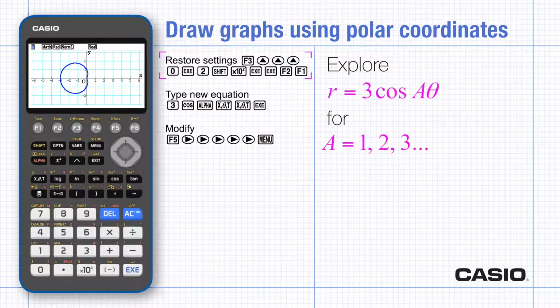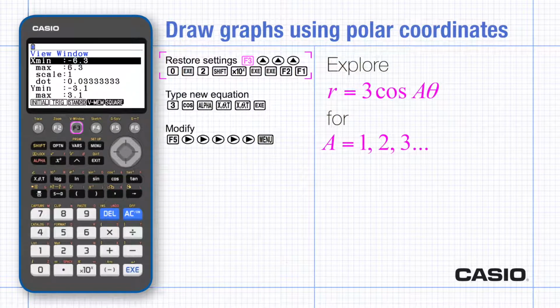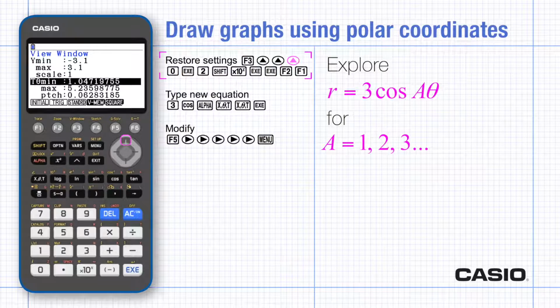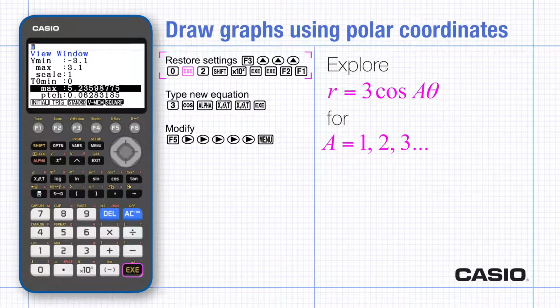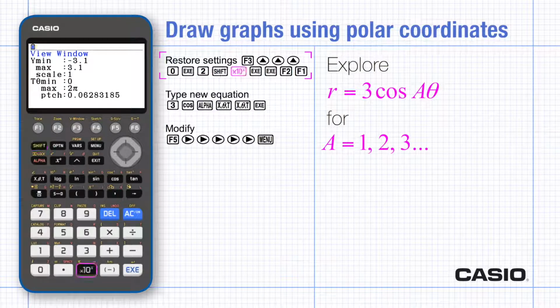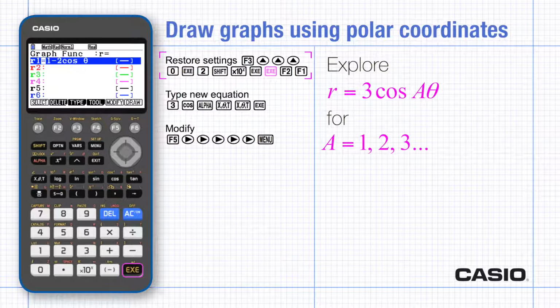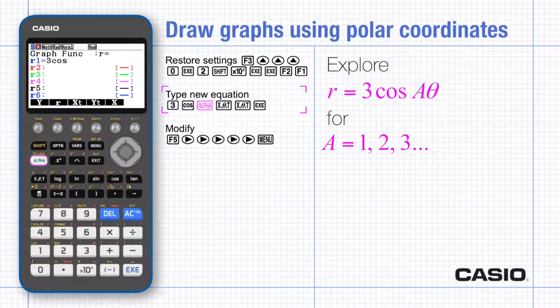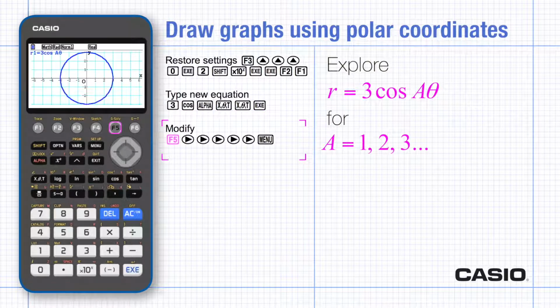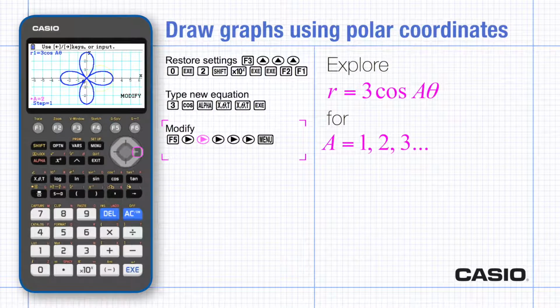Restore the settings for theta. Back to 0 and 2 pi, and then delete the first equation. Type in the new equation using alpha and a for the letter A. Use modify to draw and scroll to the right to change the values of a. Investigate the difference when only positive values of r are drawn.